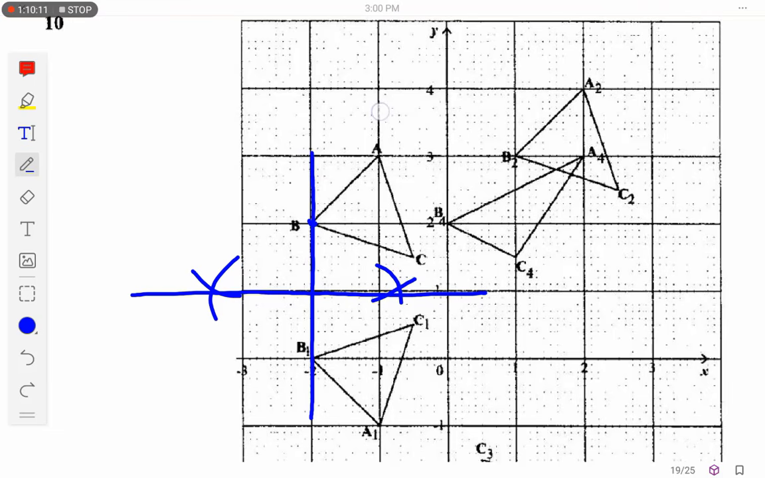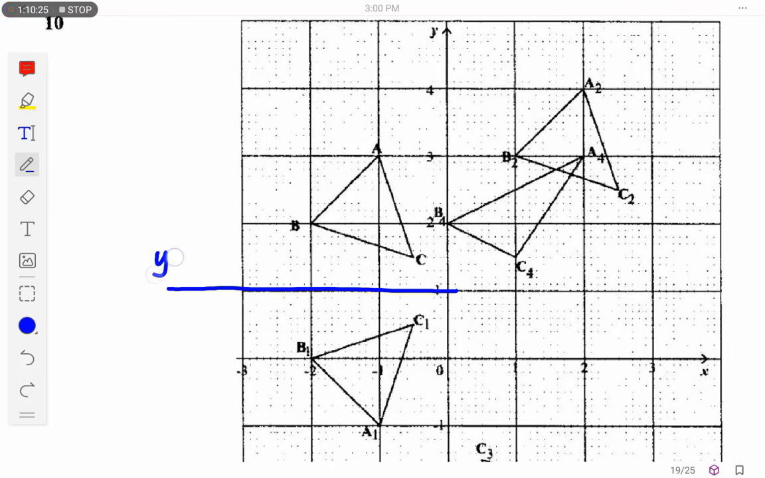So even if you take 2 points, they will still have the same axis. That's basically how you do it. So in this case, our line of reflection is this line here, which is y equals 1. Okay, so that's our answer there. Let's move on to the next question.